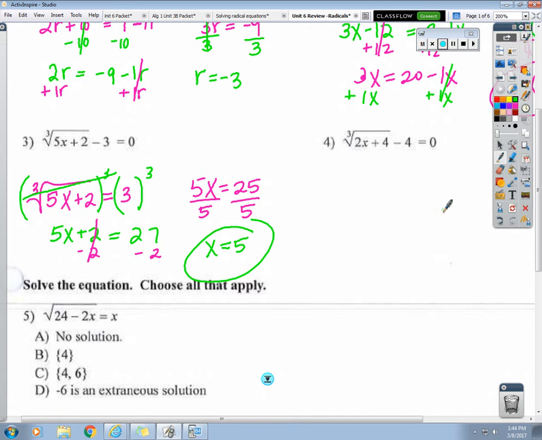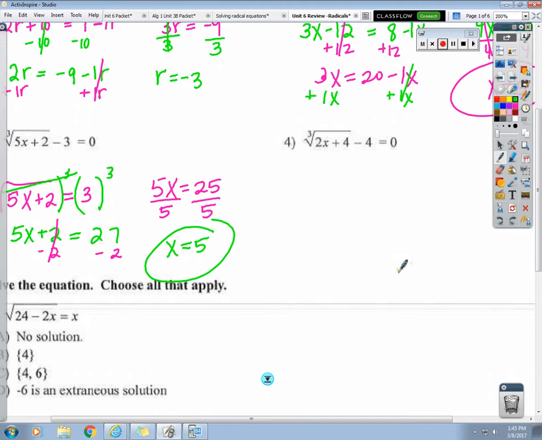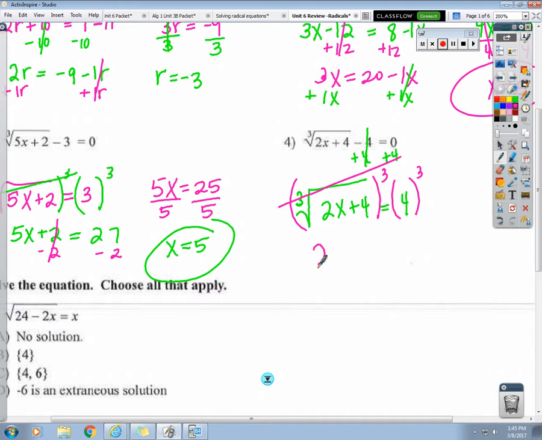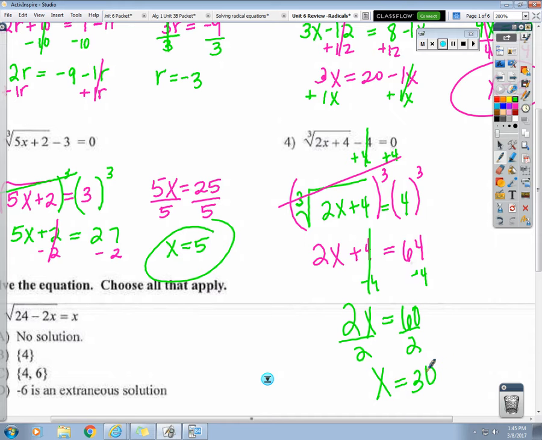Alright, number 4. What should I do first? Correct. So now the cube root of 2x plus 4 equals 4. No, you get 64. Okay, so 2x plus 4 equals 4 cubed, which is 64. Then what do? You get what? 30. Okay, now let's check to make sure 30 is good.